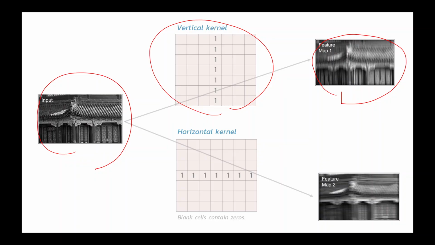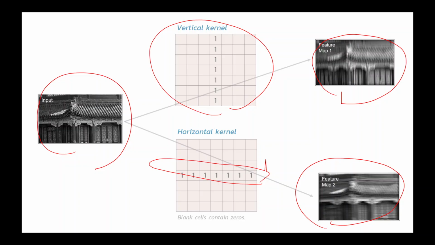If I want to detect something that lies along the horizontal direction, I would have the kernel that has 1 in the middle like this, right? And 0 everywhere else. And if I were to do the convolution operation with the input, this is my feature map. Because this one, as you can see, emphasizes the features that lie along the horizontal direction.